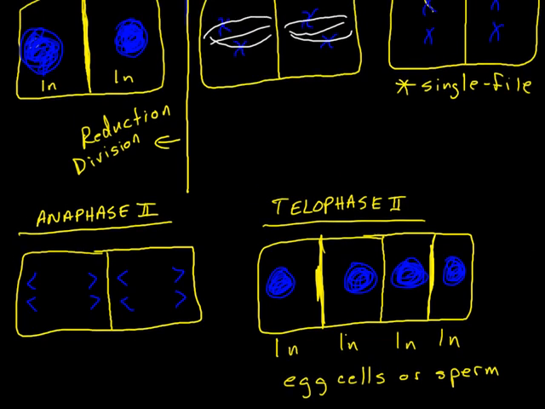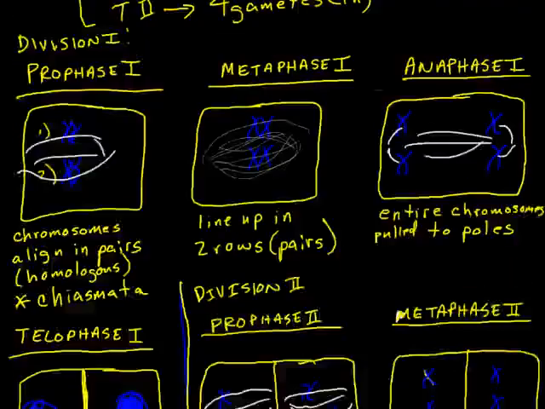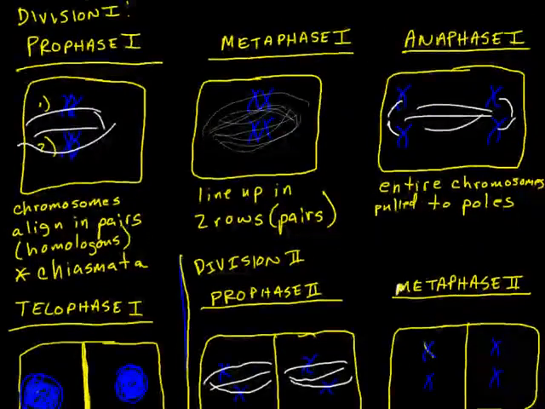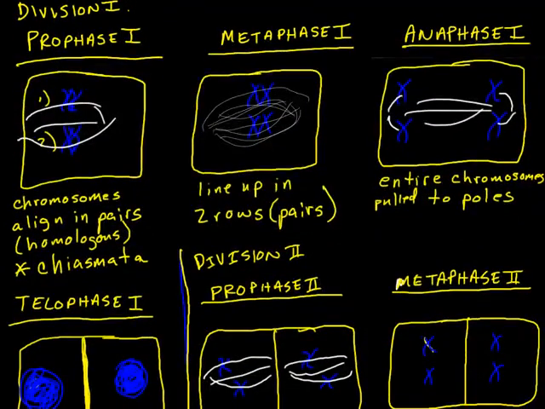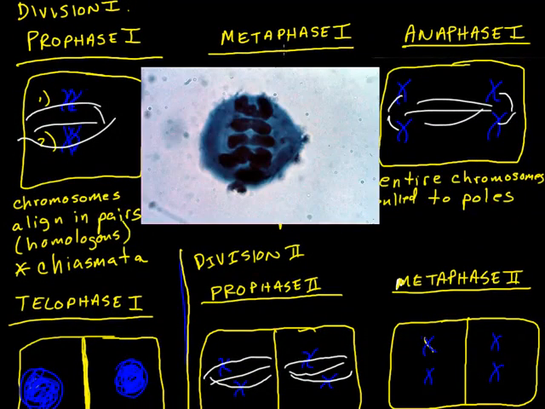Before we go, let's look at some actual photographs, and I've got a few that we can tell one from the other and what we're looking at. So let's back up here to division 1 again. This particular photo would be from metaphase 1. As you can see, there's a double row of chromosomes here. This is one chromosome lined up with its homologous chromosome.